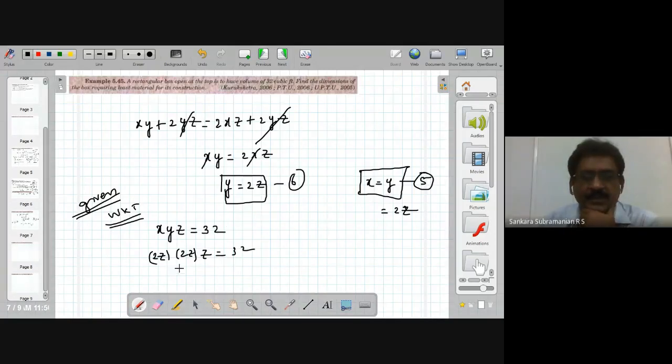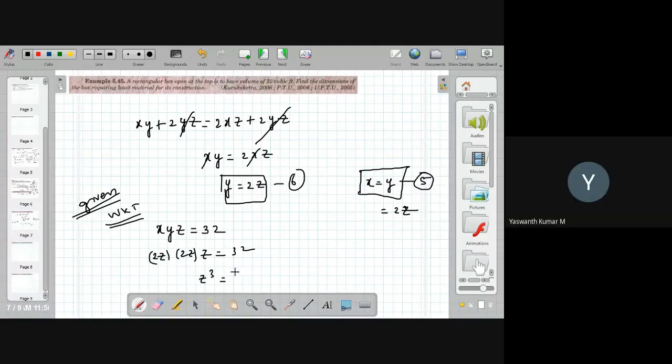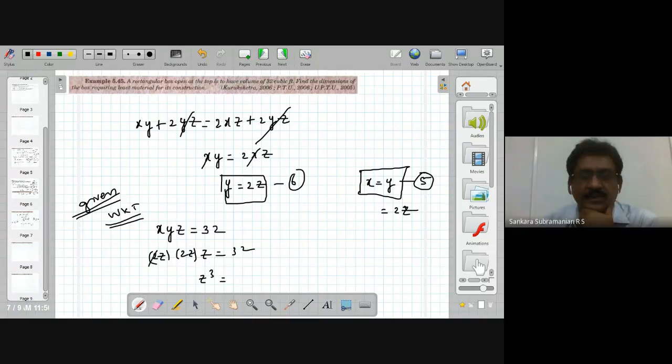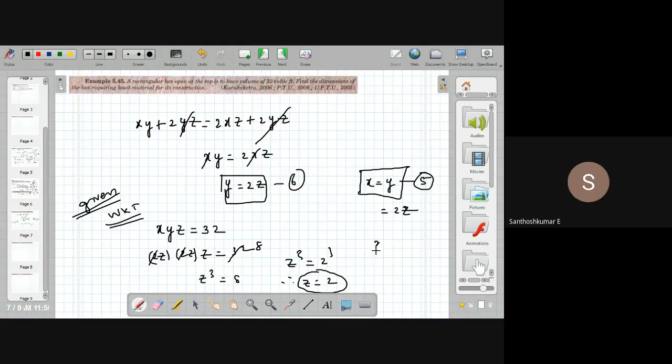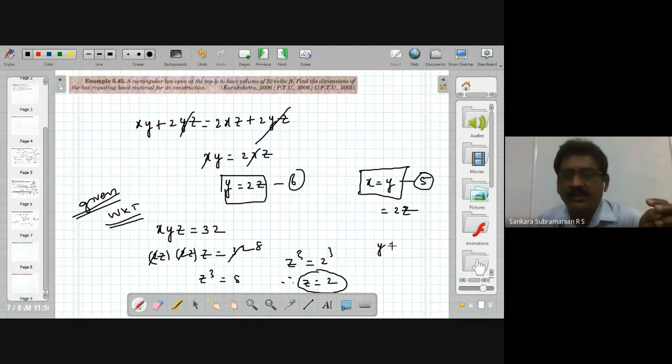So what will we get? z cube equal to 2 times 2 is 4, 4 times 2 is 8, 8 times 4 is 32. So 4 times 8 is 32, so z cube equal to 2 cube. Therefore z equal to 2. Because the dimension cannot be negative, I can take it. Since z equal to 2, y equal to 2 into 2 equal to 4. Since y equal to 4, x equal to y, so x is also equal to 4.